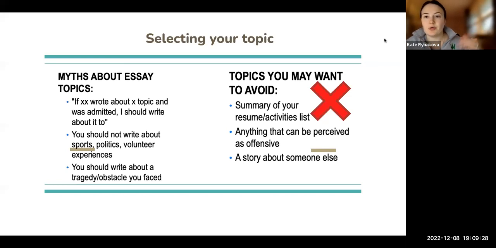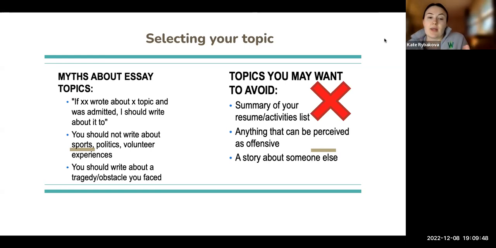So if you already put that you're a member of speech club, and you play violin and you play the piano, and then you just list it all over again in your essay, I just don't think that that's really necessary, unless again that's a unique story.